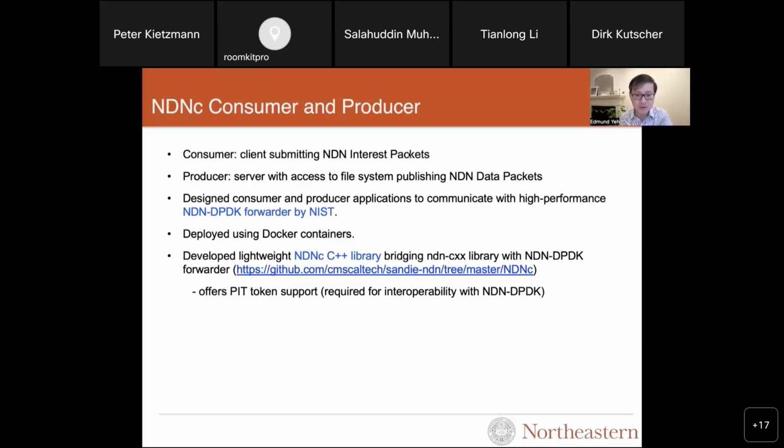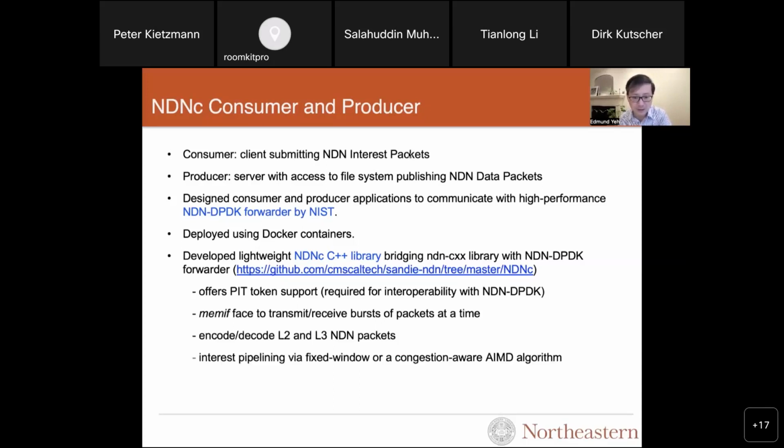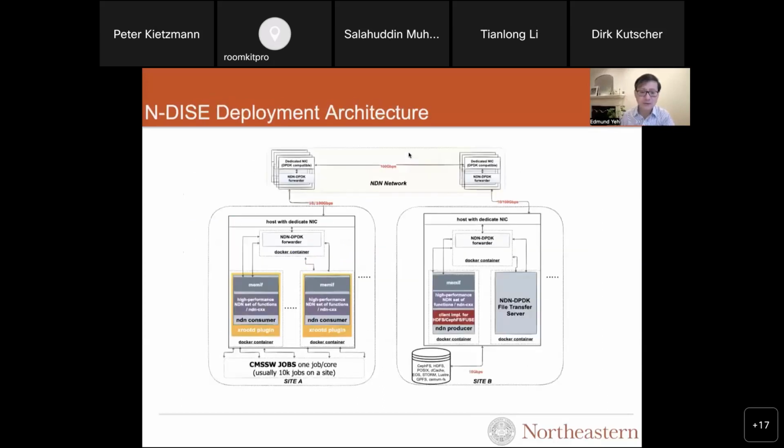Some properties of this NDNC library are that it offers PIT token support, which is required for interoperability with NDN-DPDK. It has a memif face to transmit and receive bursts of packets at a time. It can encode and decode layer 2 and layer 3 NDN packets. It does interest pipelining via either a fixed window or a congestion-aware AIMD algorithm. It uses a GraphQL client to configure local forwarders by creating and deleting faces and registering prefixes.